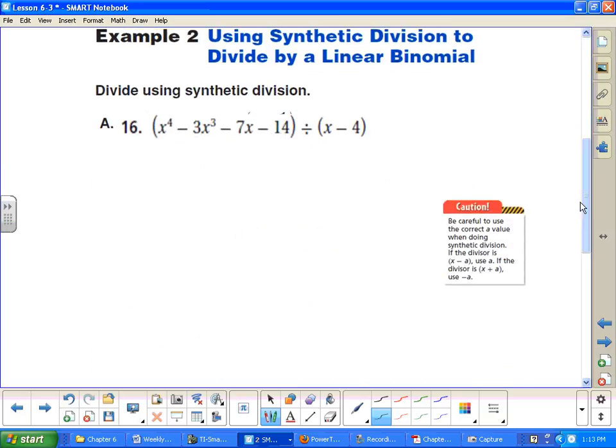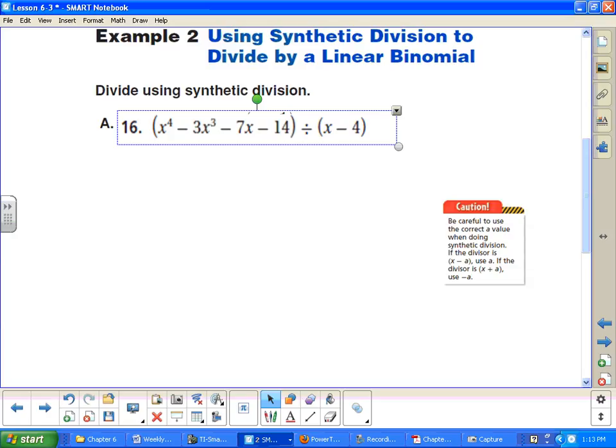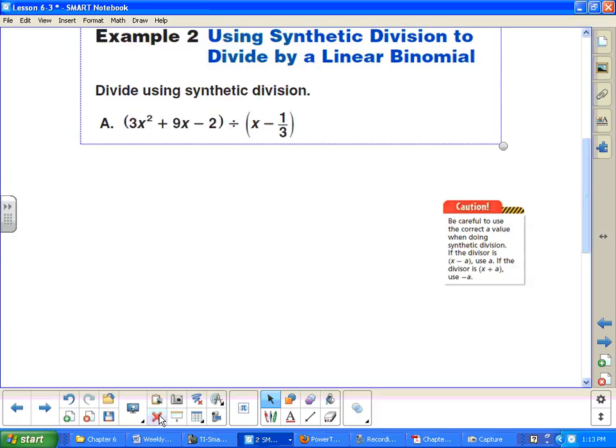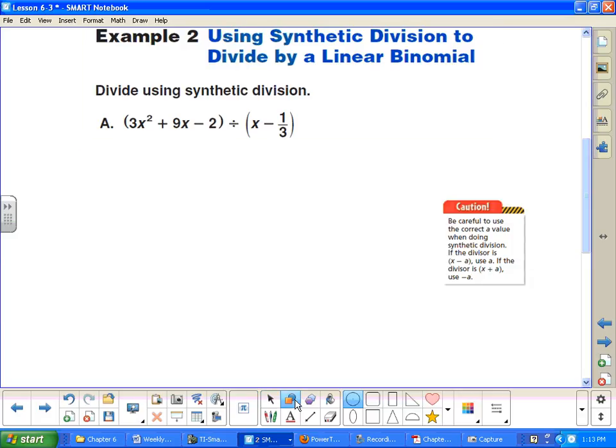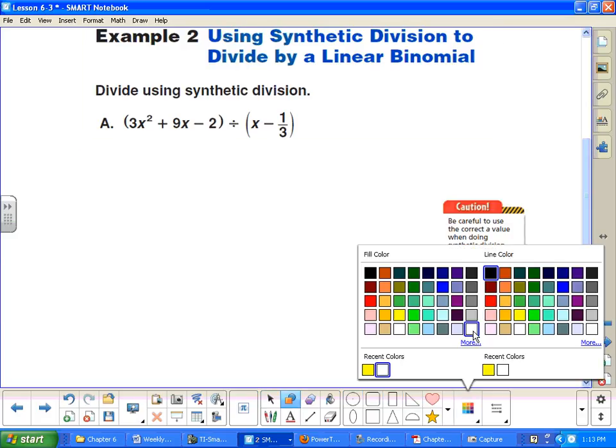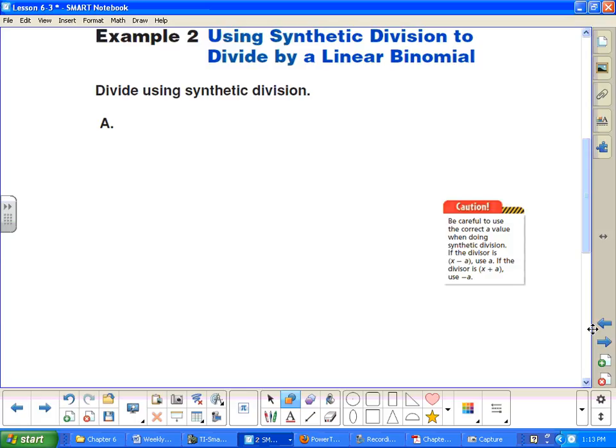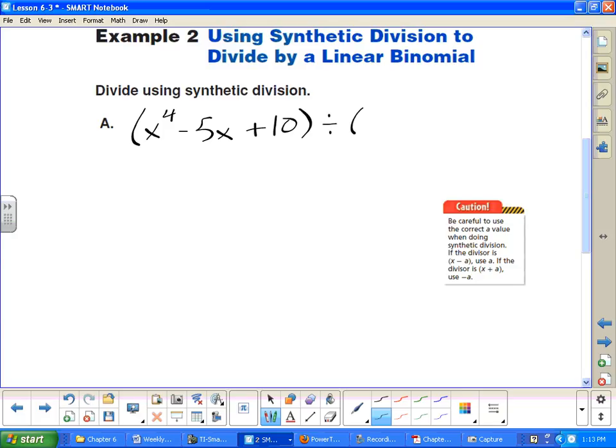So here was one I've used in the past. I'm not going to use that one, though. And I'm not going to use that one. Oops, we're going to cover that one up. Okay. So we're going to use our example B from the last problem, which was x to the 4th minus 5x, was it plus 10? And that was divided by x minus 3, right? Oh, plus 3? Okay. All right, so we're going to do this one.